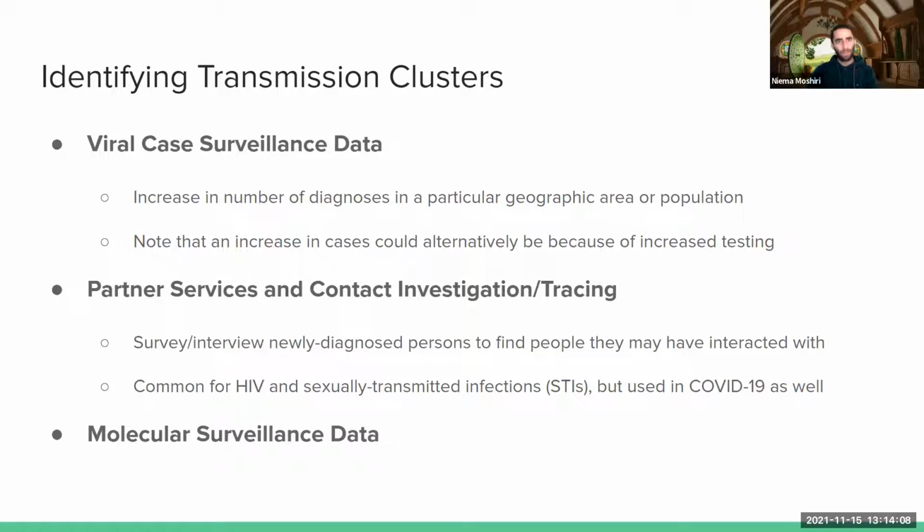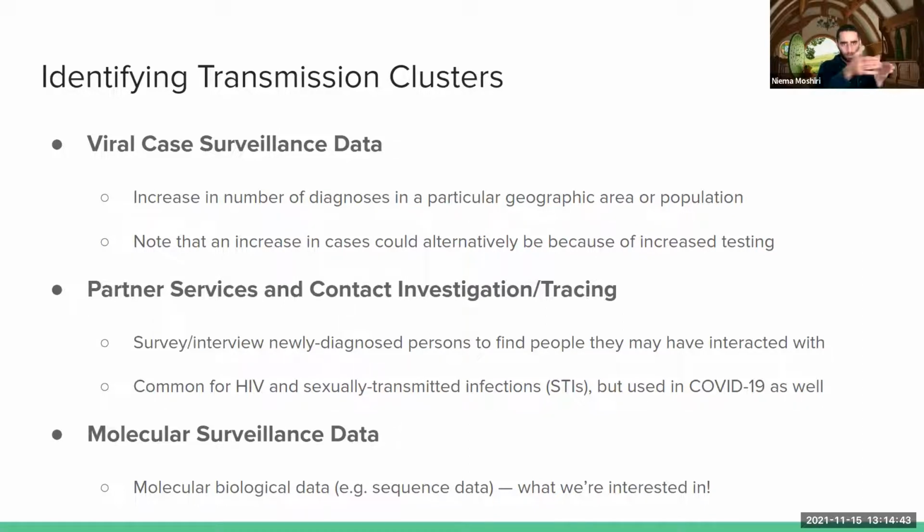Okay, and then the last type of data that I'm going to talk about is molecular surveillance data. This is really the brand new thing, the recent development. It's where you try to use molecular biological data, for example sequence data, to detect these connections. So you try to identify who might be connected in terms of transmission clusters purely based on some type of biological data that you collect. In our case, we're always going to be using sequence data, so we're only talking about genome sequence data from viral samples that we collect. And this is a relatively recent thing.